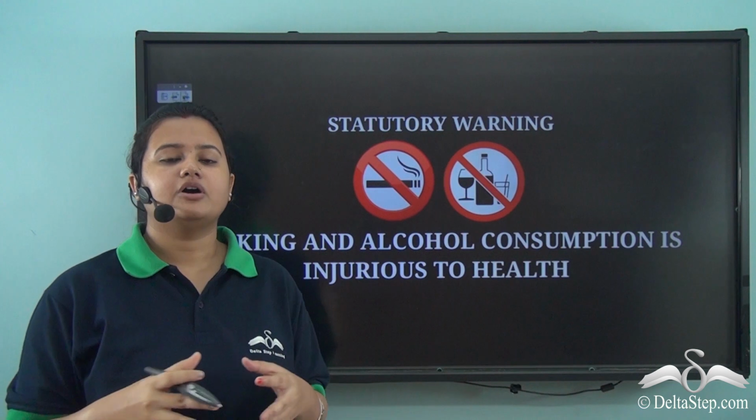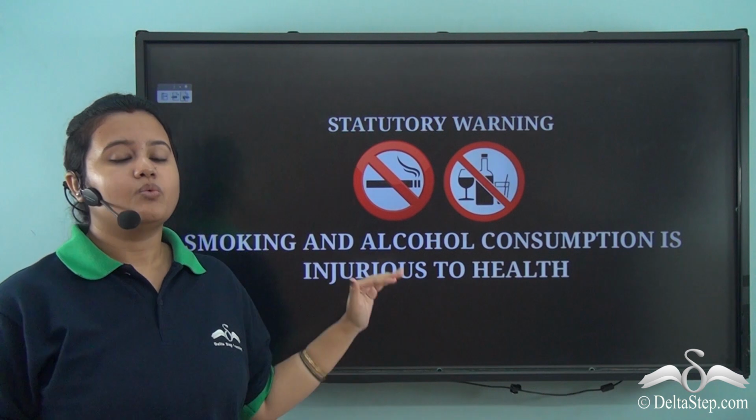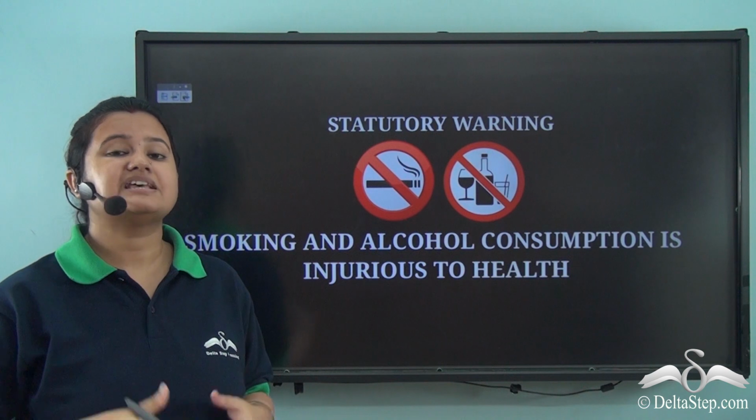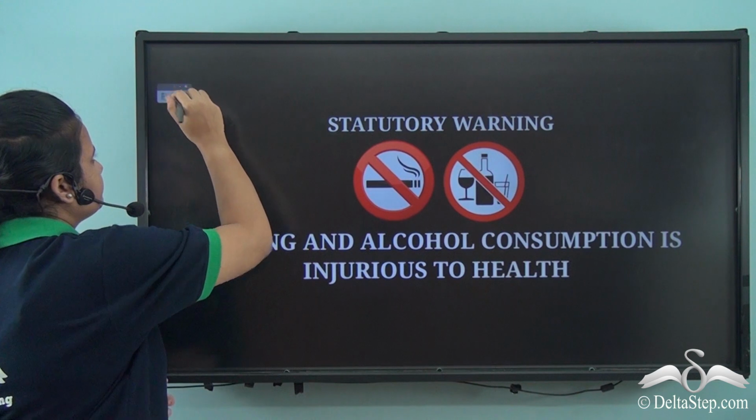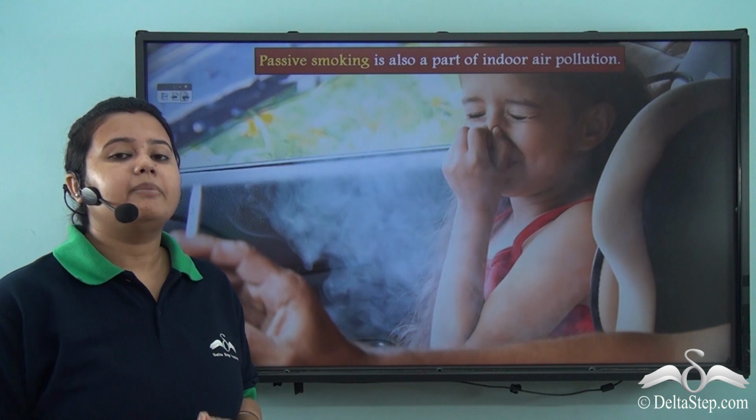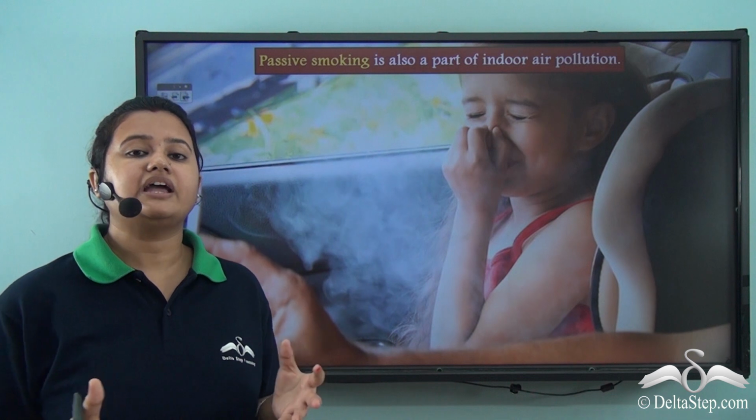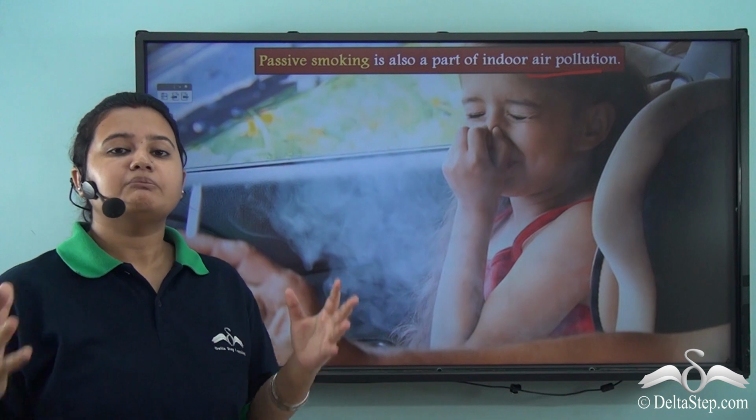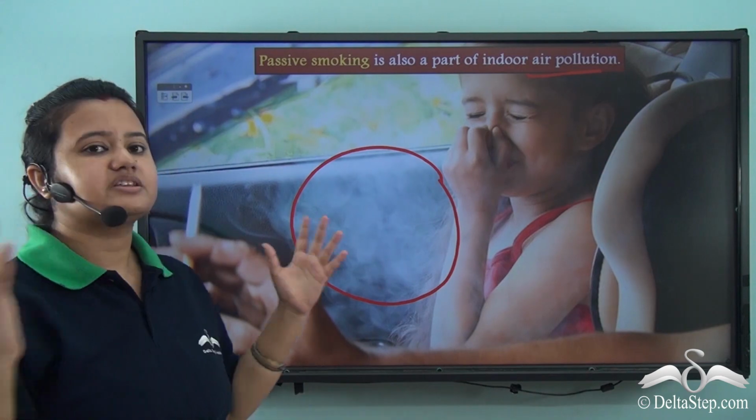Now you must have come across these statutory warnings in movie or cinema halls. These warnings are given to dissuade the general public from smoking, as smoking has evil consequences on human health. Smoking not only affects the health of the smoker, but it also pollutes the surrounding environment. In fact, smoking can lead to air pollution. This is because burning of cigarettes emits toxic gases which pollute the surrounding air.